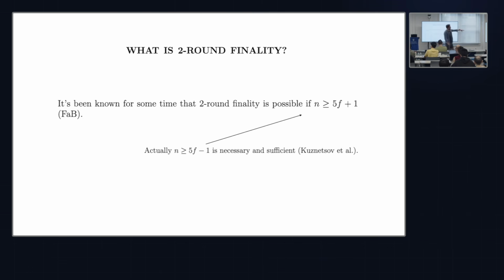Today I'm not going to worry that much about the plus and minus 1 there. Strictly it's 5f minus 1, but normally protocols with 2-round finality assume n equals 5f plus 1, or n is greater or equal to 5f plus 1.